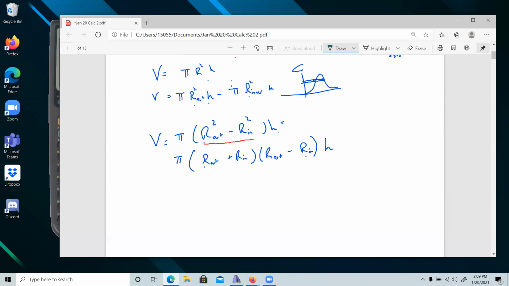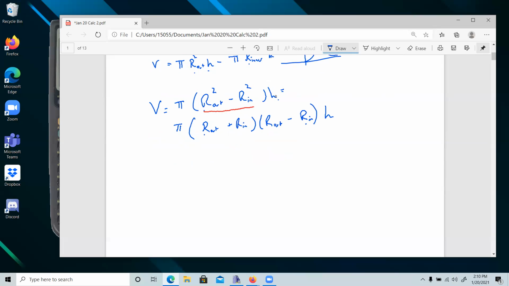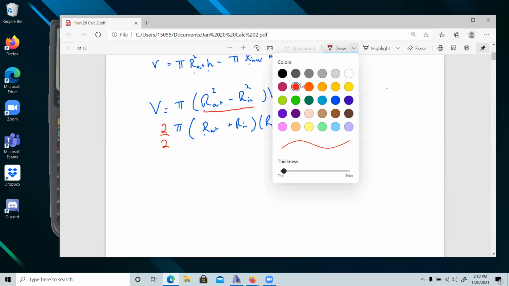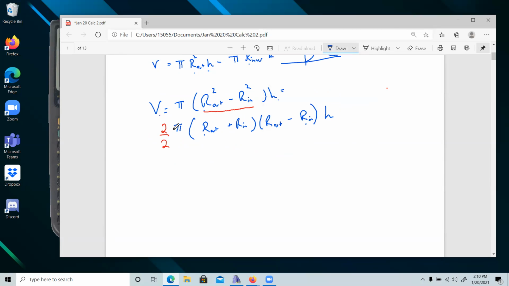Okay, now we're going to get a little bit fancy. What I'm going to do here is multiply by 1. I'm going to take this 2 here and push it over here. So this is going to be 2 pi, times r out plus r in divided by 2, times r out minus r in, times h.